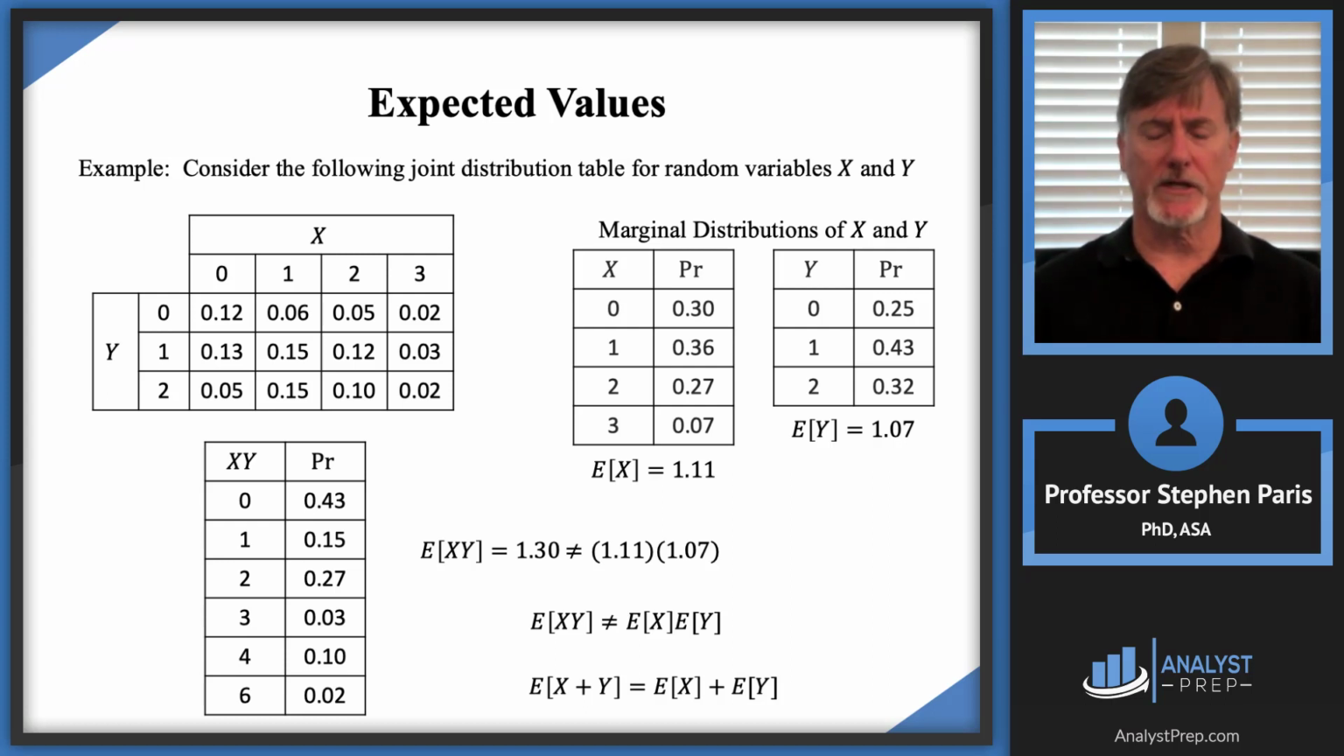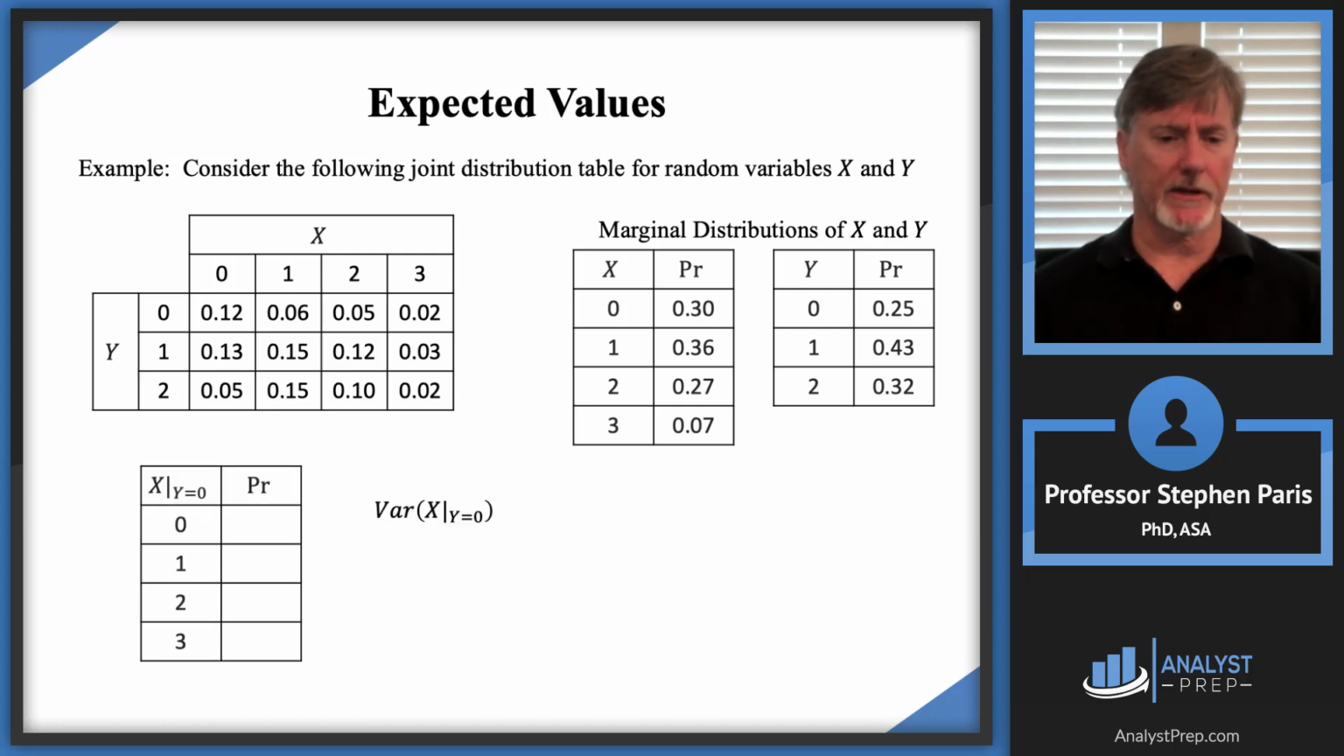Let's look at one more example of an expected value. One more example here that I've seen in the sample questions: what if I was seeking the value of the variance of a conditional distribution of cap X given that cap Y is equal to 0? So again, I'm going to look at the distribution table for cap X given that cap Y is equal to 0. The values that cap X could be would be 0, 1, 2, or 3.